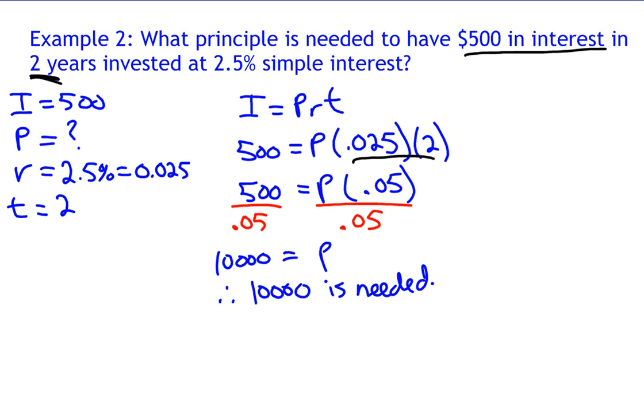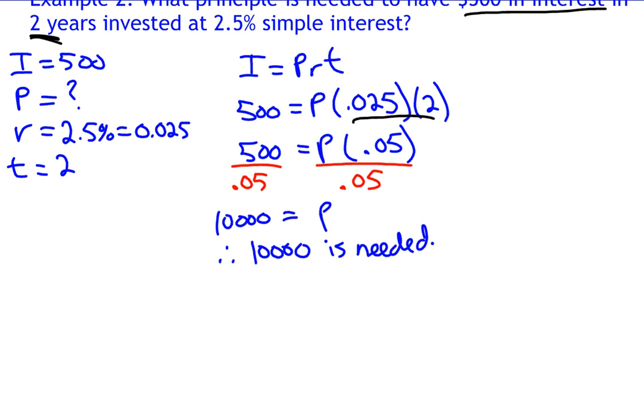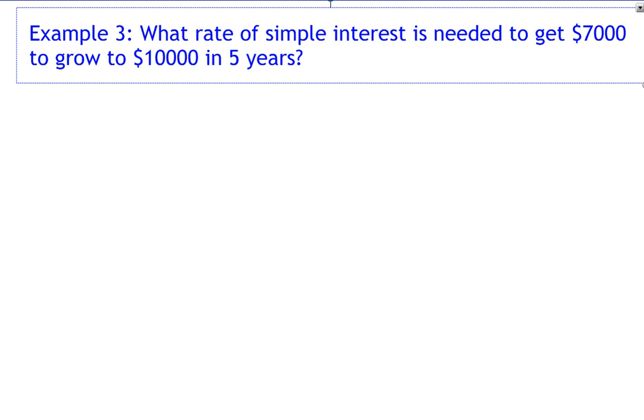There are a few other examples that we can do where we find some other things. So let's have a look at some of those. Here's our third example. The question here is asking what the rate is. Simple rate is needed to get $7,000 to grow to $10,000 in 5 years. So again, I'm going to just highlight the pieces of information that we have.